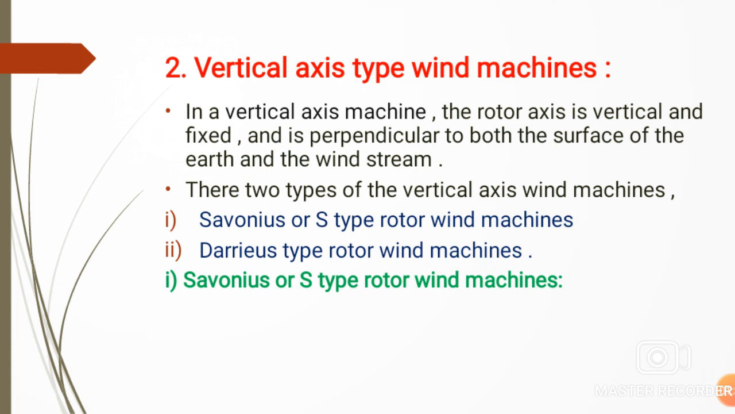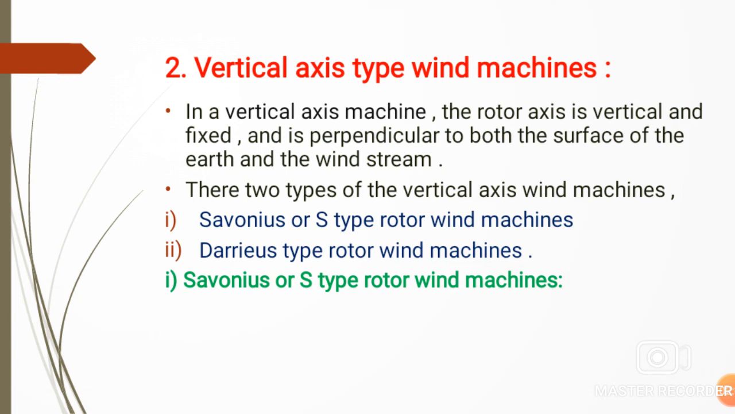As we mentioned already, the horizontal axis type and vertical axis type wind machines are based on the orientation of the axis of rotation. In a horizontal axis machine, the axis is parallel to the wind stream, and in a vertical axis machine, the axis of rotation is perpendicular to both the earth surface and the wind stream, and the axis is vertical. So the name given to this wind machine is vertical axis type wind machine.